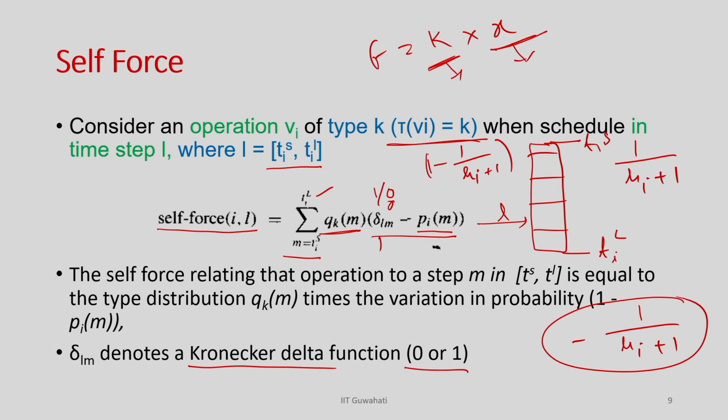You can understand clearly that this is the self force, because the operation had an equal probability in all these time steps. I am calculating the overall impact if I try to schedule this operation in time step L. It will impact the concurrency in all those time steps. It will increase the concurrency in this time step and decrease the concurrency in this time step. I sum all this impact; whether it impacts positively here or negatively there, I take the summation of all these impacts, and that summation is my self force. I think it is understood.